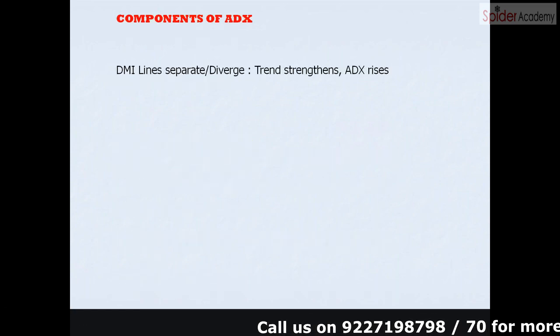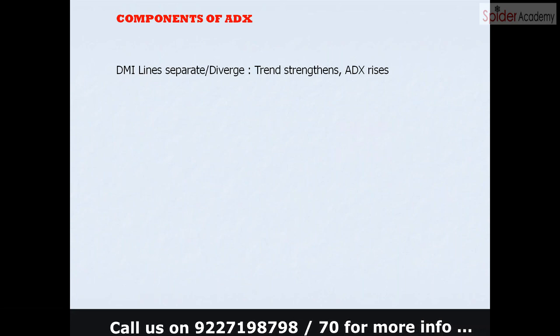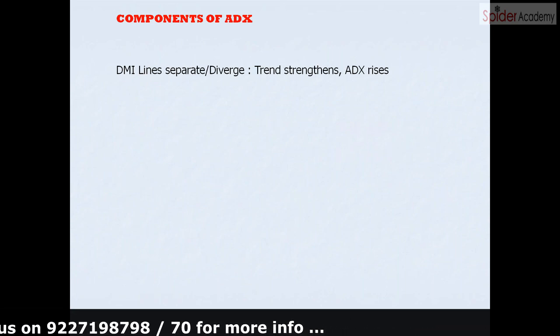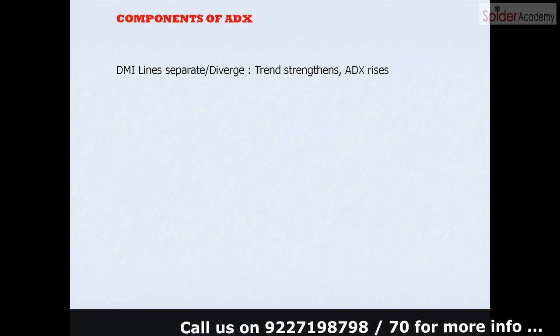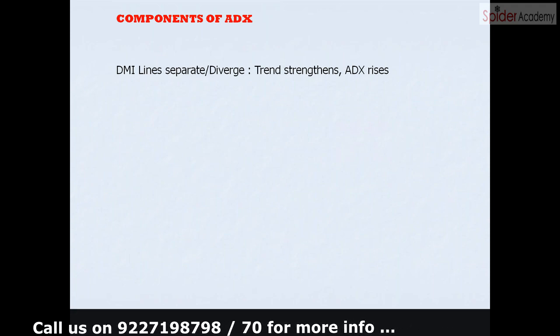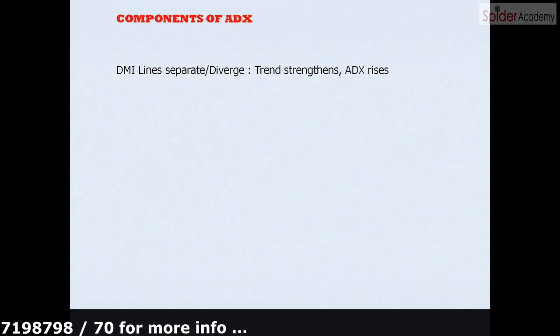The DMI lines, when they separate or diverge, trend strengthens and ADX rises. जब भी पॉजिटिव DI और नेगेटिव DI एक दूसरे से अलग जा रहे हैं, तब ट्रेंड स्ट्रेंथन होगा, मींस यू विल गेट अ वन साइड ट्रेंड, and ADX rises. Rising of ADX means that there is a strong trend.